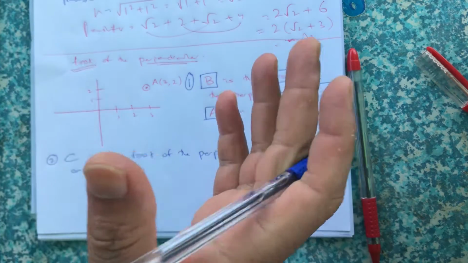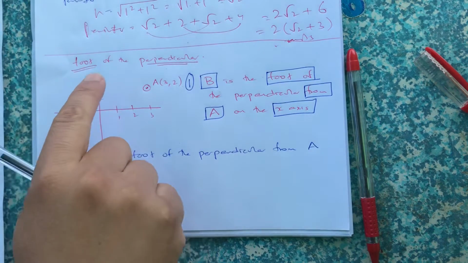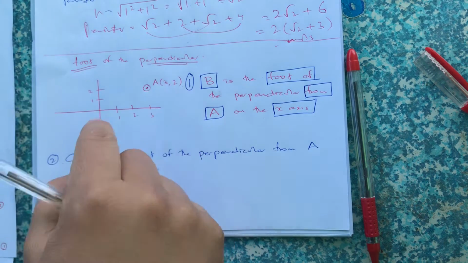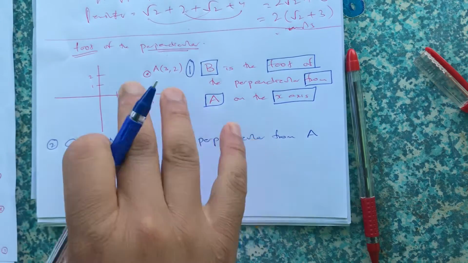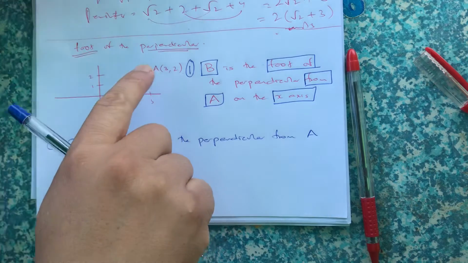Before I move on to the next sum, I think we had already discussed something called the foot of the perpendicular. But in case you've forgotten it, just a quick recap. So, foot of the perpendicular. Now, what do I mean by that?